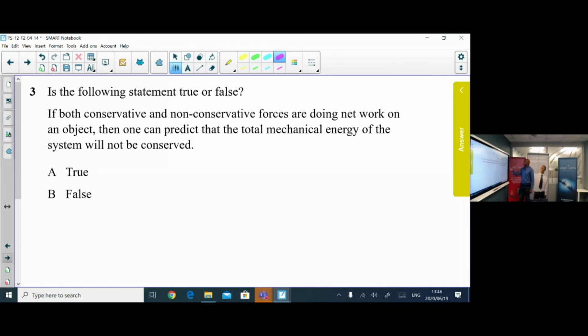All right, let me finish this. If you look at this, this is your homework, because of time. If both conservative and non-conservative forces are doing net work on an object, then one can predict that the total mechanical energy of the system will not be conserved. This is your homework. I will give you the answer on Monday as we finish the work done by non-conservative forces. Thank you for today.